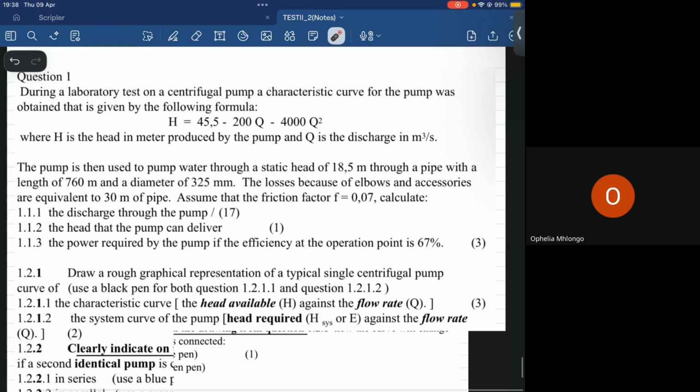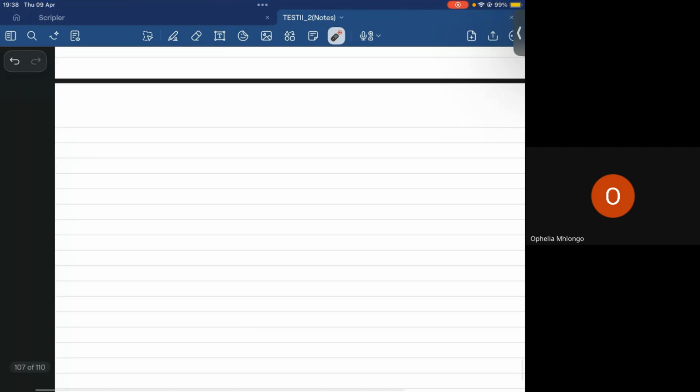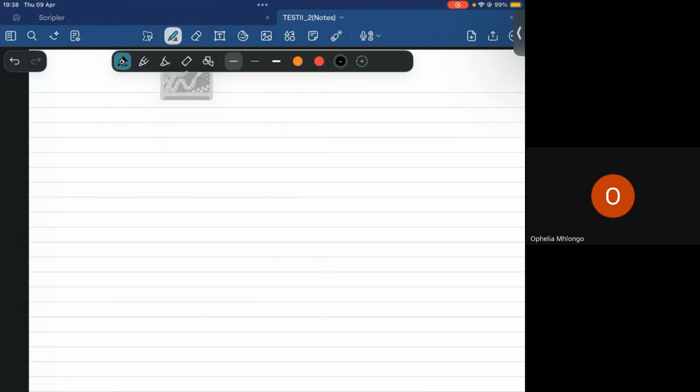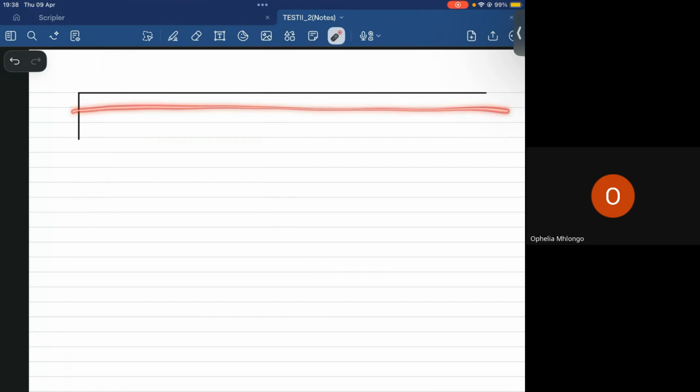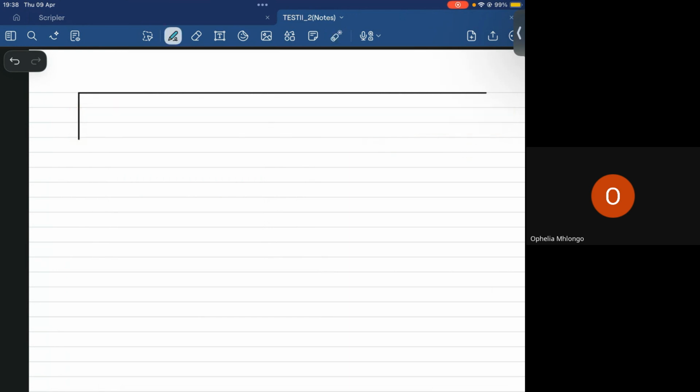Firstly, obviously, you have to draw a table that will have the volumetric flow rate readings, the characteristic curve readings, as well as the system curve readings.